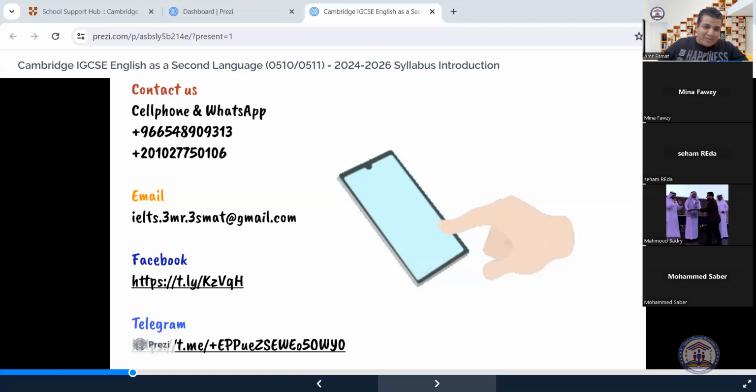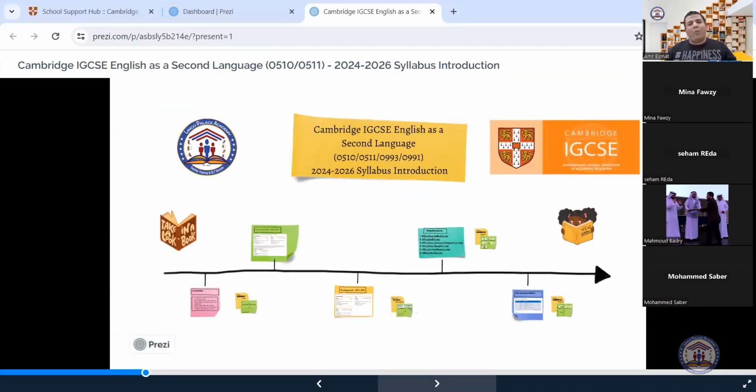Here comes the end of the first part, the introduction part. Now, what about Cambridge IGCSE English as a second language? And what does it mean? 0510, 0511, 0993, 0991. I'd like everybody to know that in Cambridge, in the IGCSE system, every subject has a code or has some codes, like English here. You can see 4 codes for English.